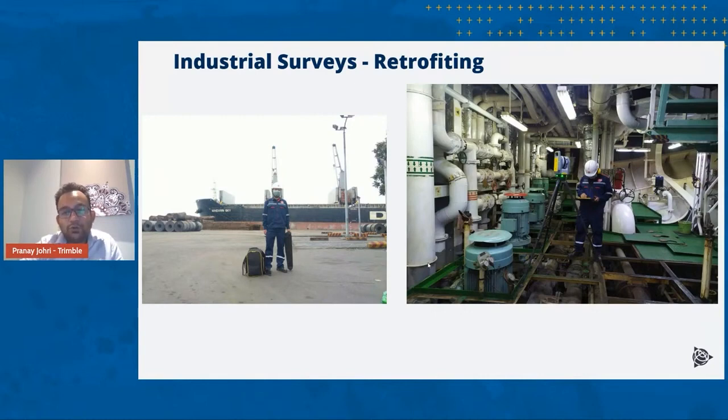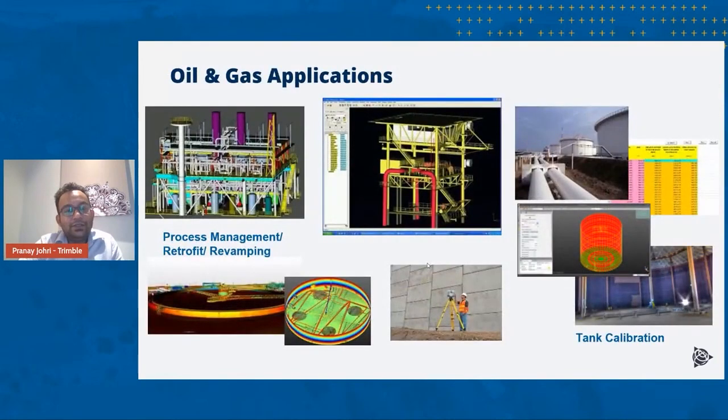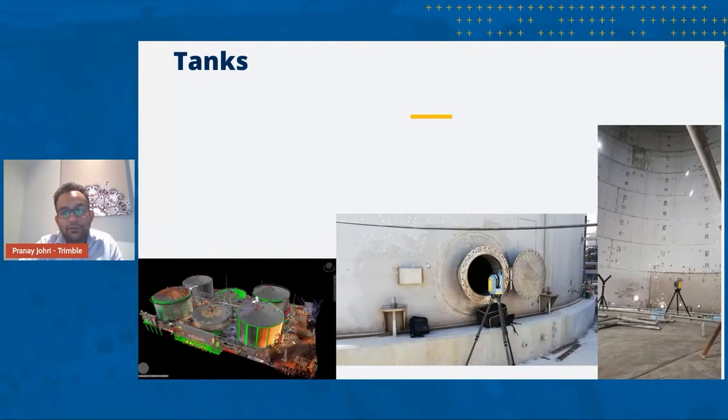So then, how do you know, okay, there are a lot of vibrations, the ship goes through a lot of things, what changes have happened to it, what damage has happened to my equipment? So then, laser scanning is very widely used over there. Certain other oil and gas applications could be process management, retrofit revamp, and you can use it for dumb modeling. You can use it for your intelligent modeling, and for tanks, you know that by law the tanks have to be calibrated every 2 years, every 3 years, sometimes every 5 years. So for tanks, this is the perfect solution to have.